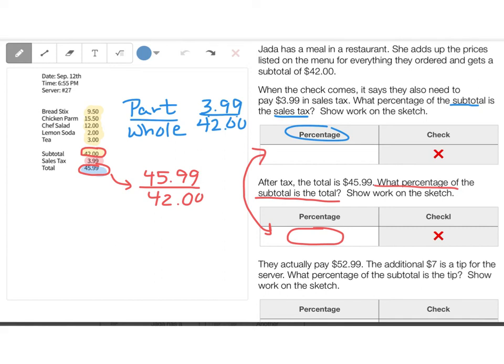Now that last question on the slide says they actually pay $52.99. The additional $7 is a tip for the server. What percent of the subtotal is the tip? So again, think there, what's the part and what's the whole? Divide that out and then change it into a percentage. See if you can get that one right, okay? So try to fill in those 3 boxes.